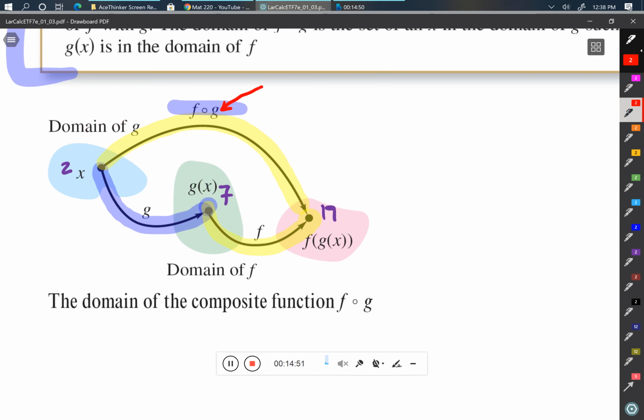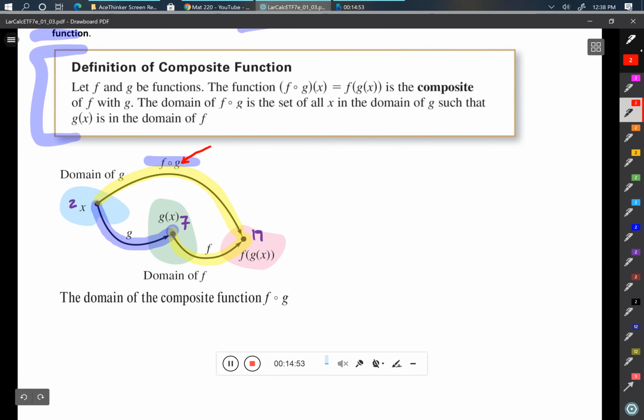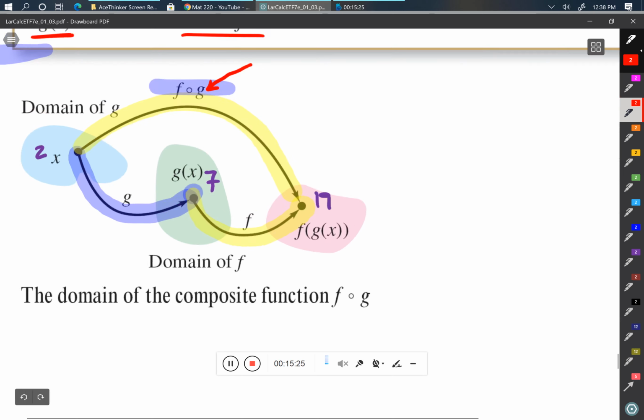So, what do we do to do composition? We take two functions and turn them into one function. Okay? So let f and g be two functions. The composite function f composed with g, or f of g, is the composite function of f with g. Okay, some language there. The domain of the composition is all the x's in the domain of g such that g of x is in the domain of f. Wait, what? Okay, back to the picture.